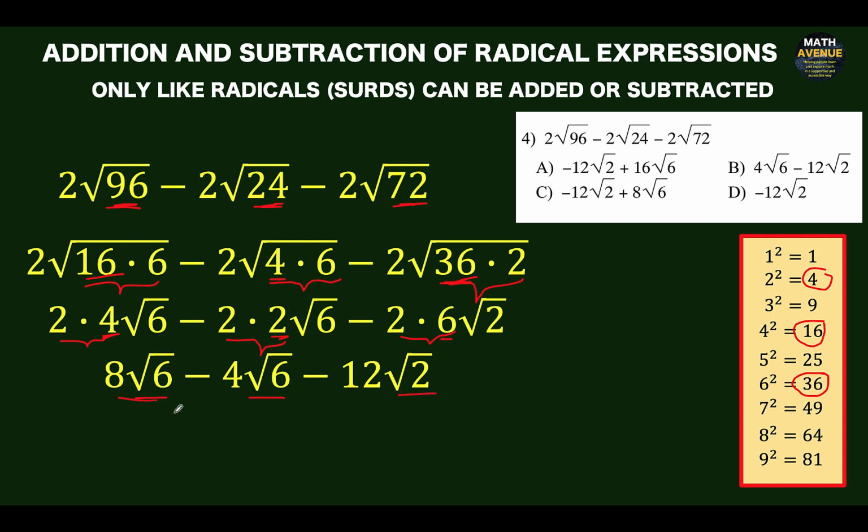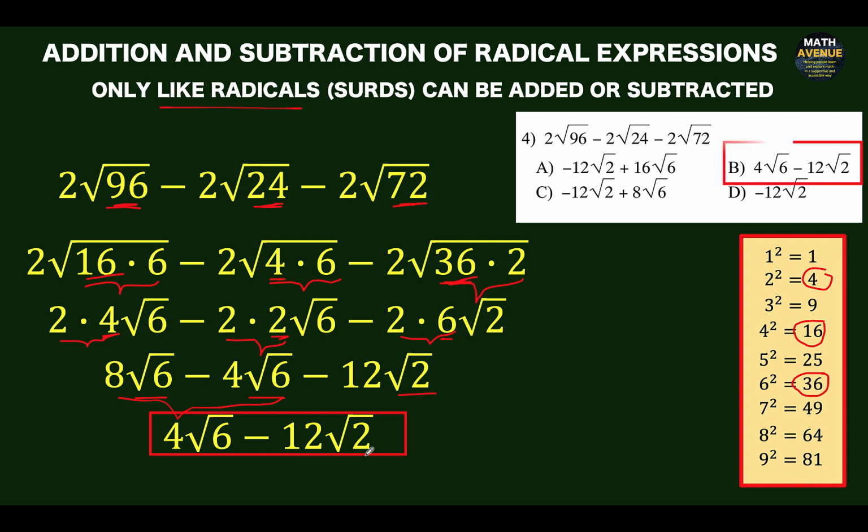Ito lang pong dalawang ito ang like radicals. So sila lang yung pwede nating i-combine. 8 minus 4 is equal to 4 and copy the common factor square root of 6. Then just copy minus 12 square root of 2. Square root of 6, square root of 2 are not like radicals. So there's nothing more that you can do. Ito na po yung ating final answer. And that is letter B.